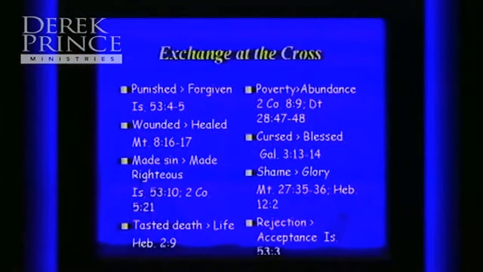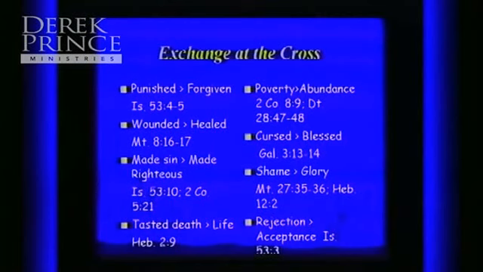Now, how do you break a generational curse? You take someone to the foot of the cross. You take someone to that wonderful, awful, terrible, glorious place where heaven and hell collided, where Christ on the cross, as Brother Derek received this revelation years ago, was punished that I might be forgiven, wounded that I might be healed, the divine exchange. All the evil due to us as sinful man was placed upon Christ, so that all the good that's due to Christ can be released to me.